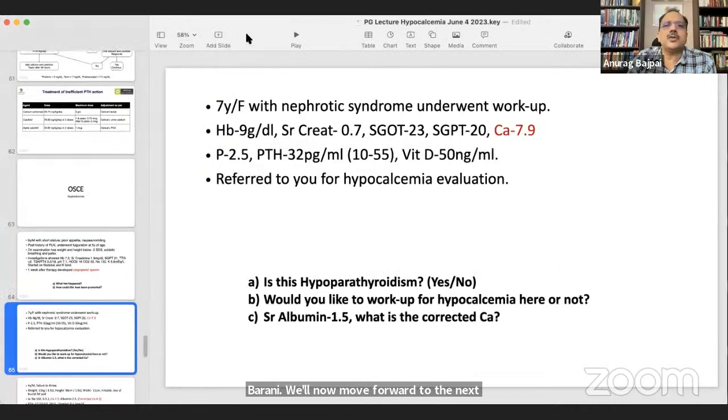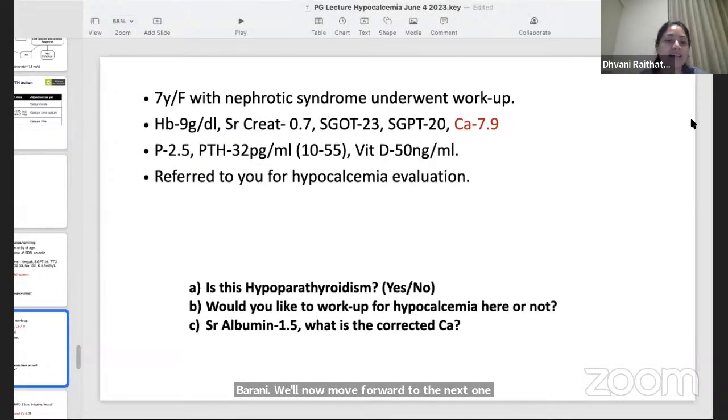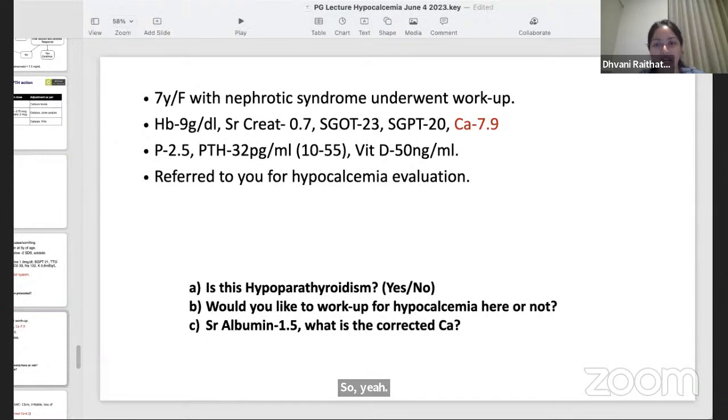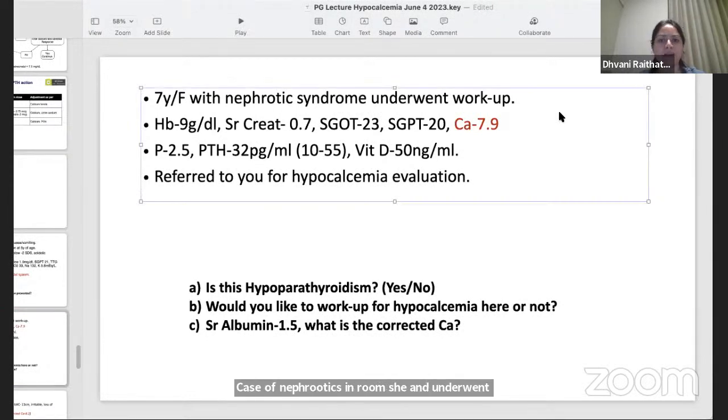So, moving on to the next case. We have a 7-year-old girl, a case of nephrotic syndrome. She underwent a routine panel of workup, and on investigation, she was found to have a calcium of 7.9. So the doctor went ahead and did the phosphorus, PTH and vitamin D levels. Phosphorus was normal, PTH was 32, so in the normal range. Vitamin D was again at adequate levels. The child was, however, referred to you for hypocalcemia investigation.